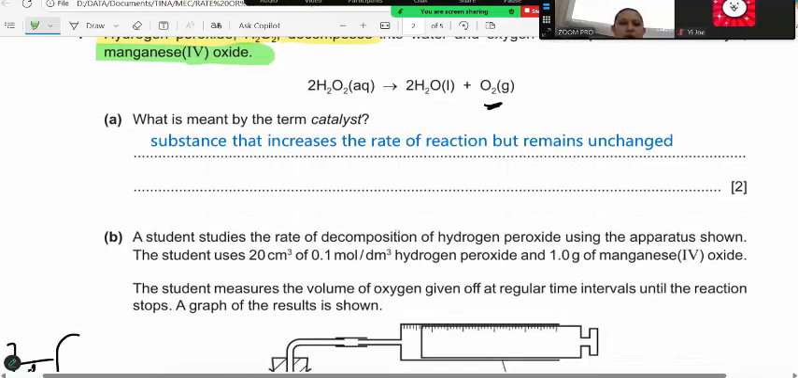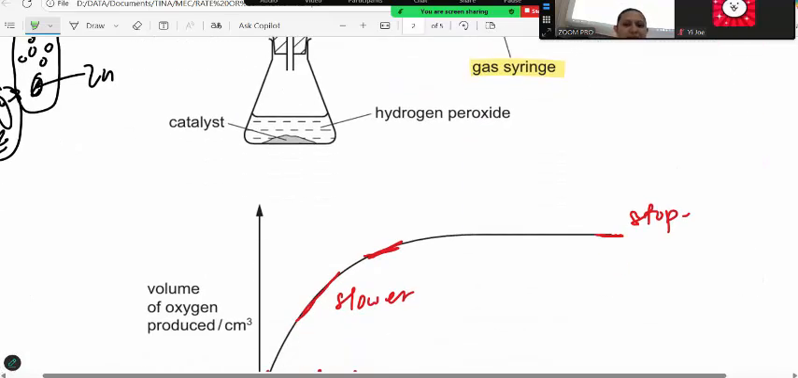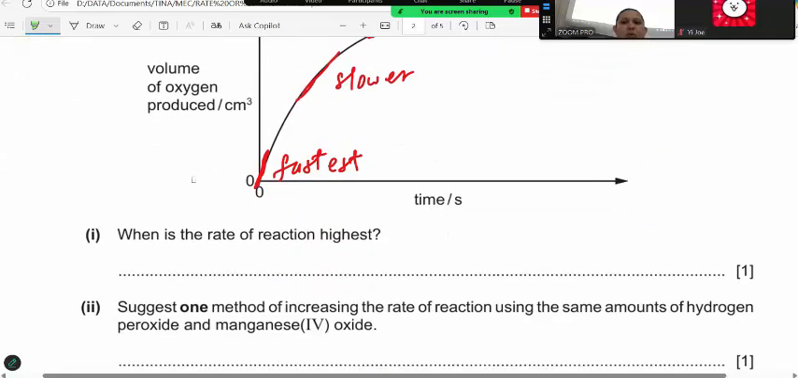A student studies the rate of decomposition of hydrogen peroxide using this apparatus. He uses 20 cm³ of 0.1 mol/dm³ hydrogen peroxide and 1.0 gram of manganese(IV) oxide as a catalyst. This is a catalyst. The student measured the volume of oxygen given out at regular time intervals. Every 30 seconds, he measured the volume, and he gets this graph. What is the highest rate? This is just one experiment. The highest rate is always at t equals 0, or at the start of the experiment.